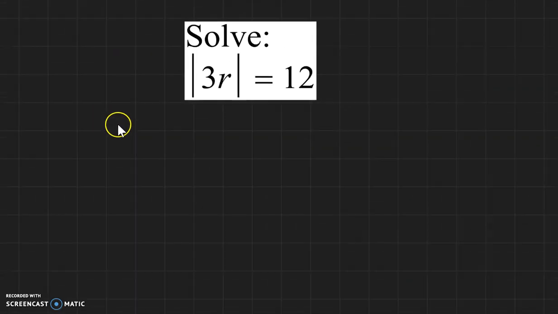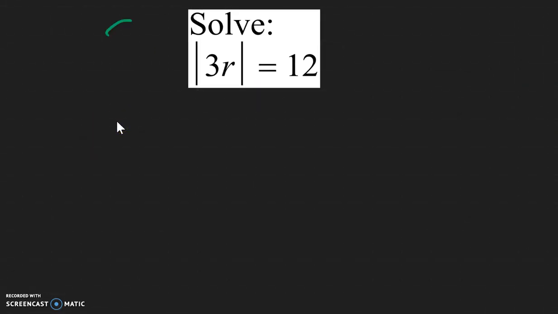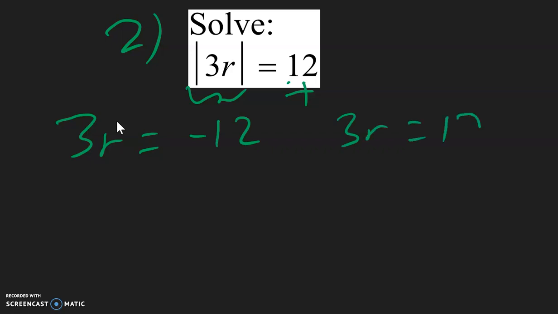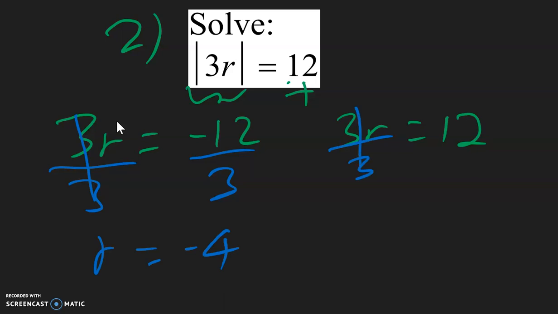For number 2, we have absolute value by itself, and we have a positive number on the other side. So we can write the two equations: 3r equal to -12 and 3r equal to +12. Now we want to get r by itself. This 3 is right next to the variable, so that means multiply. So we need to do the opposite operation, which is divide. So we have r equal -4, or divide by 3 on both sides, r equal to +4, and these are the two answers.